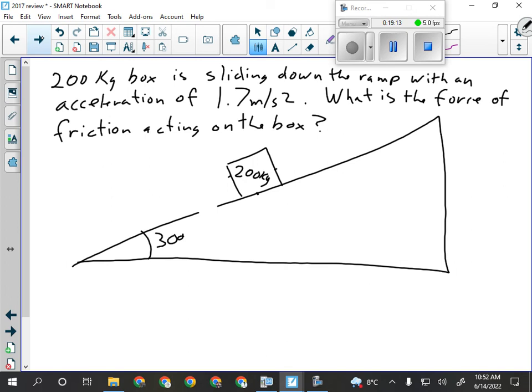Okay, you know I love inclined planes. There might be one on the final.